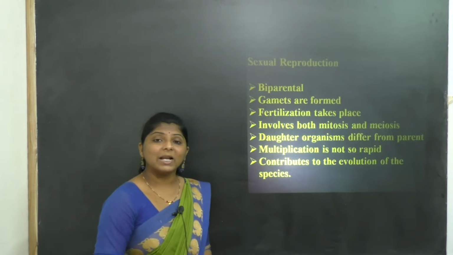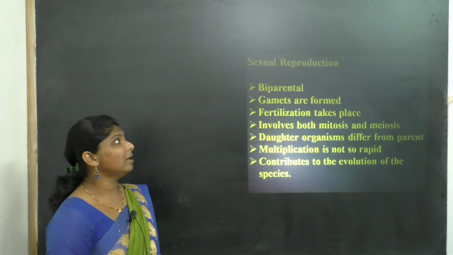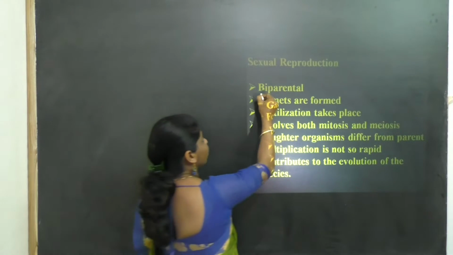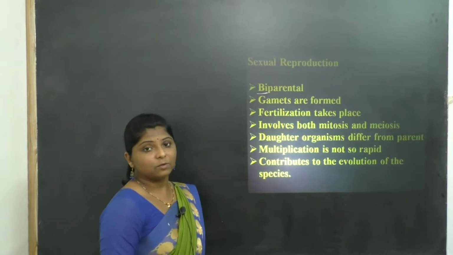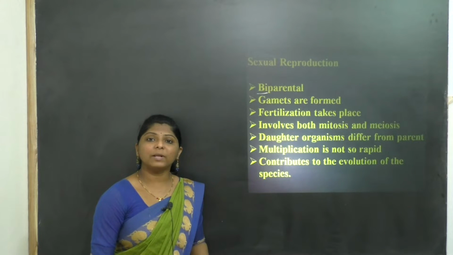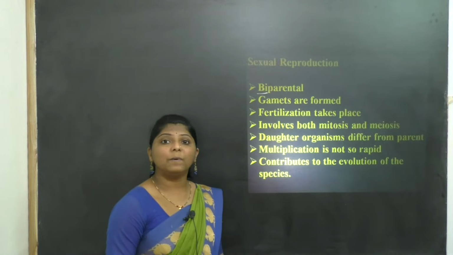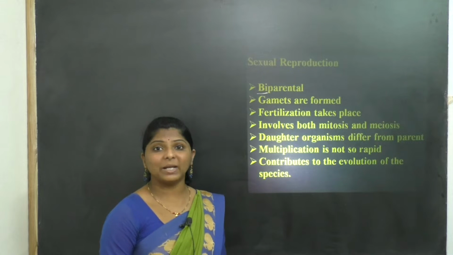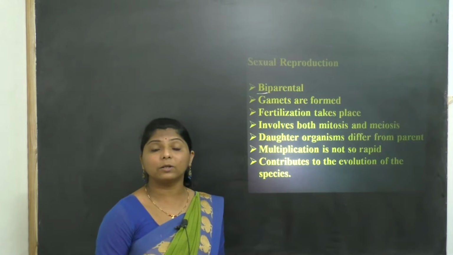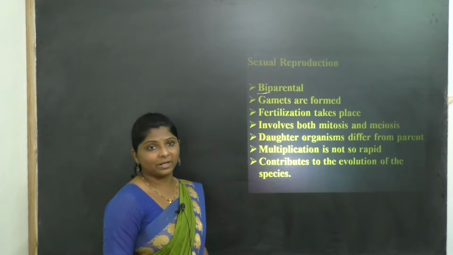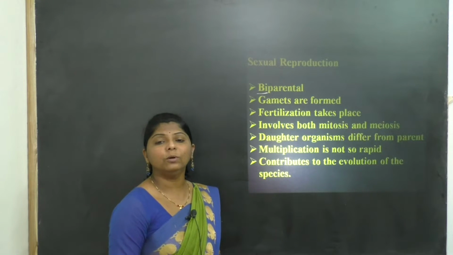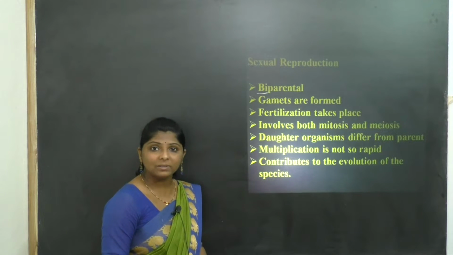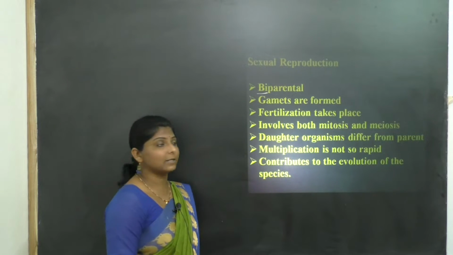Let us first study the characters of sexual reproduction. When it comes to sexual reproduction, we have to know that it is always biparental. So we know what is biparental. Sexual reproduction always requires the participation of two parents. Bi is two, so biparental means it requires the participation of two parents, that too belonging to opposite sex.